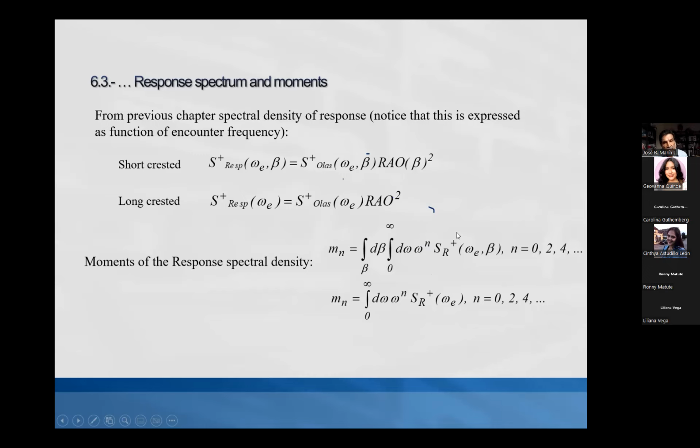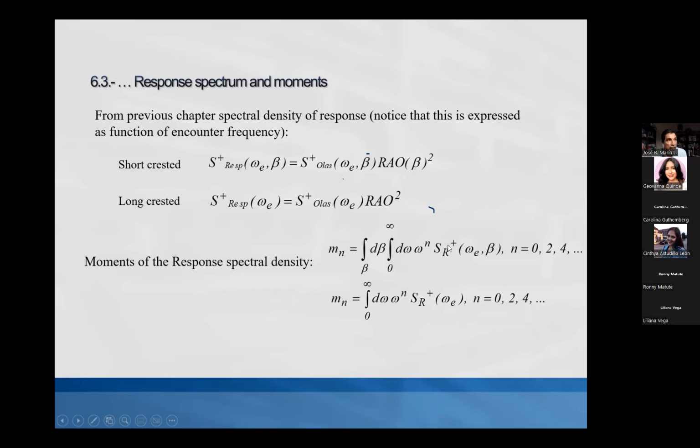And of course, this function here, you do not know the explicit formulation for S. What you know is a group of values for the spectral density. So what you have to do is develop this integration numerically. And these are the most common, 0, 2, and 4. So you can calculate M0, M2, and M4 of the spectral density distributions, okay?